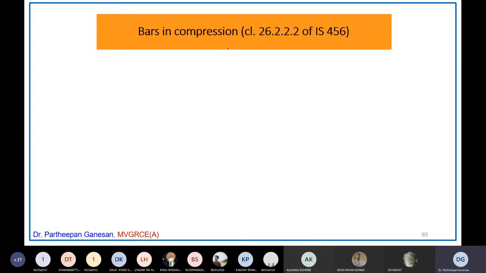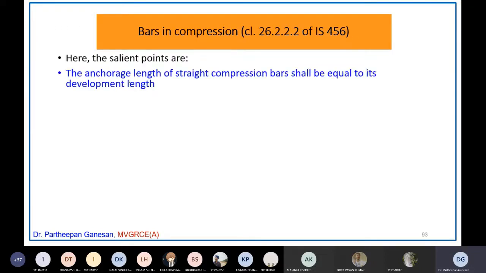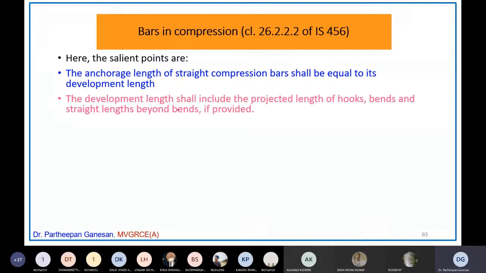Now bars in compression. In a beam, you also have compression steel, and that is given in IS 456. What they are saying is that the anchorage length of a straight compression bar shall be equal to its development length, which we will see in the figure now. The development length shall include the projected length of hook bends and the straight length beyond the bend, if provided.